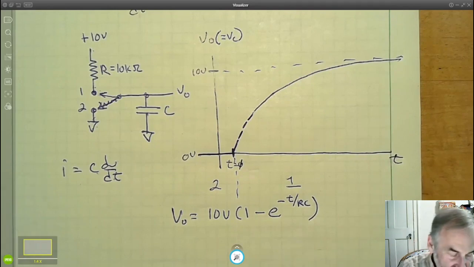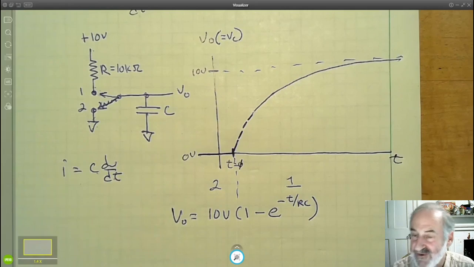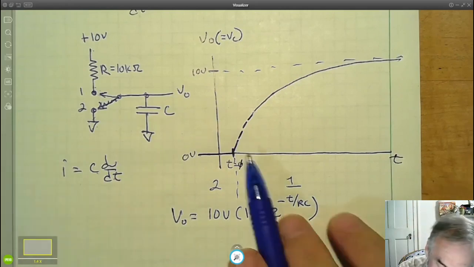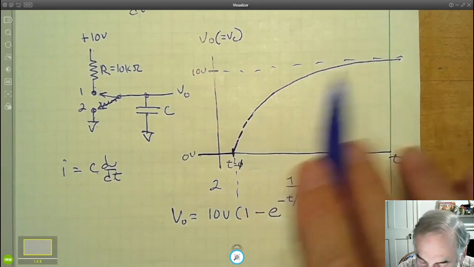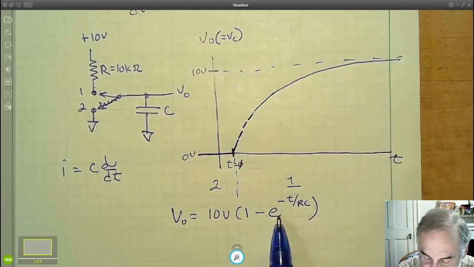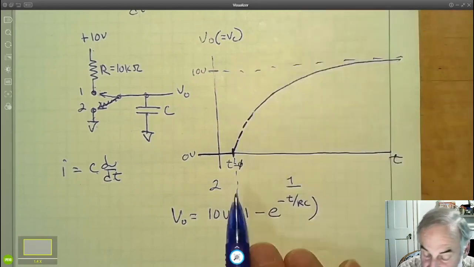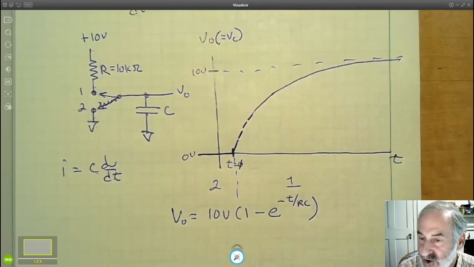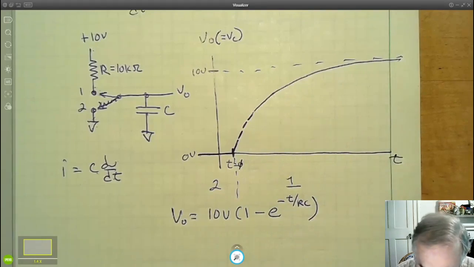And you'll just have to take my word, unless you're interested and want to have a private conference with me, of where this equation comes from. So this is known as exponential RC charging. The exponent is here. It's not like it gets exponentially bigger. It actually gets exponentially closer to a final value.